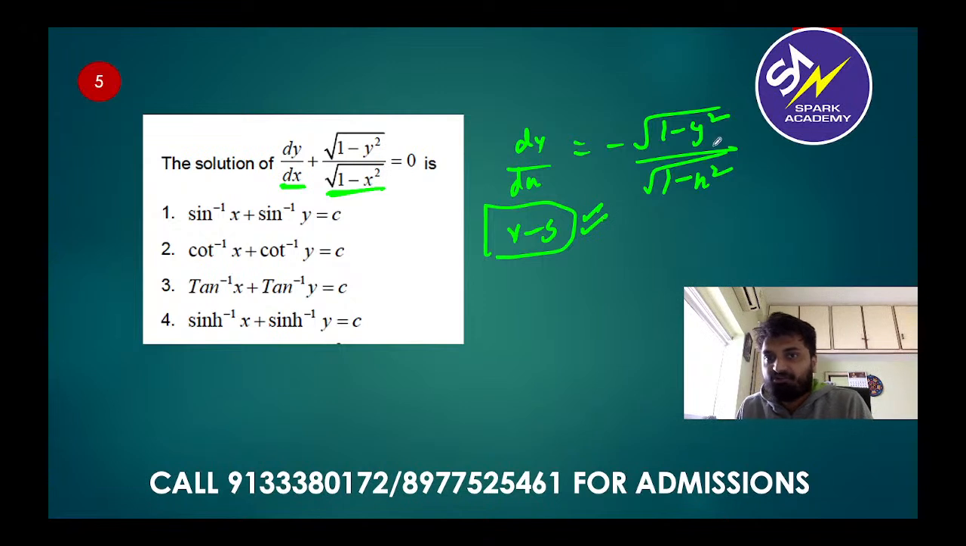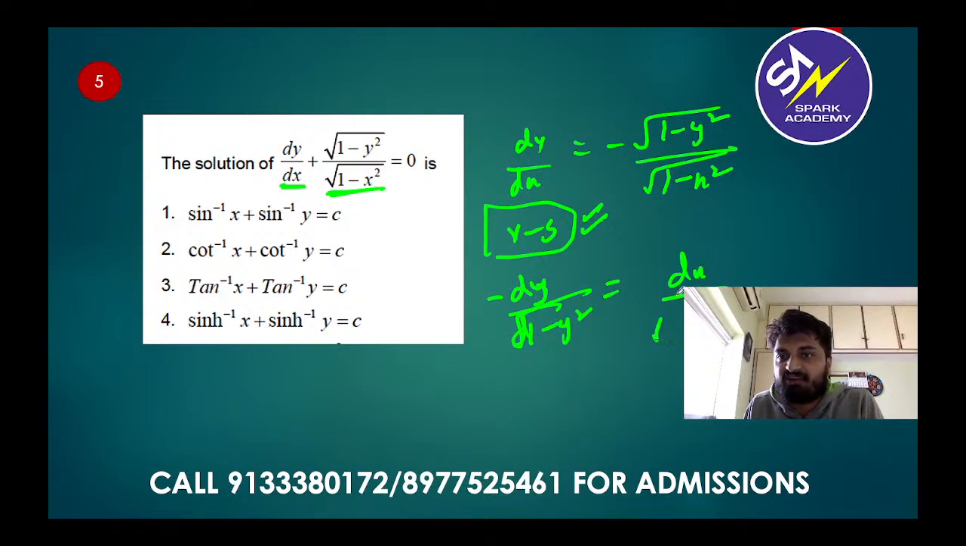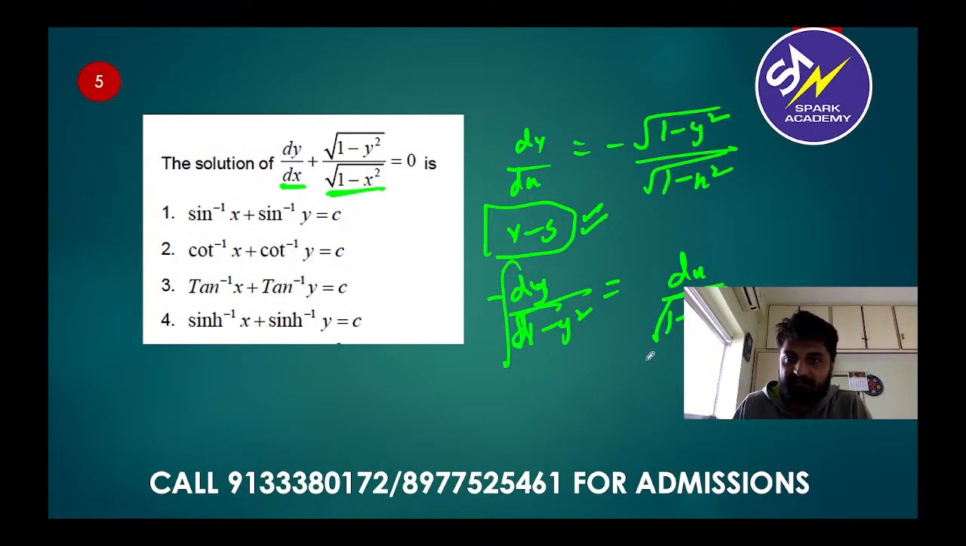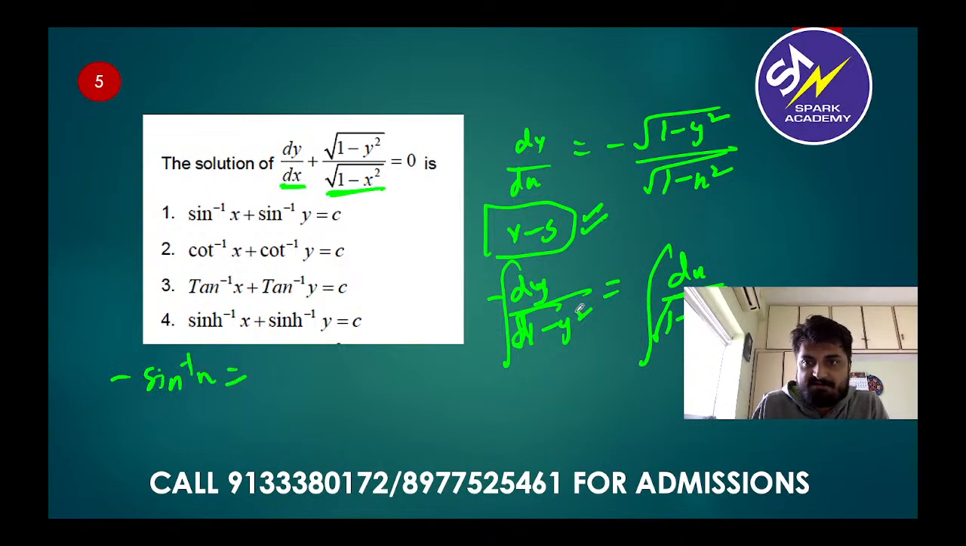Everybody? So take all y terms on one side. So minus dy by under root of 1 minus y square equals dx by under root of 1 minus x square. Yes, everyone? So dy by under root of 1 minus y square is equal to dx by under root of 1 minus x square. So you integrate. This is the formula of sine inverse y basically.